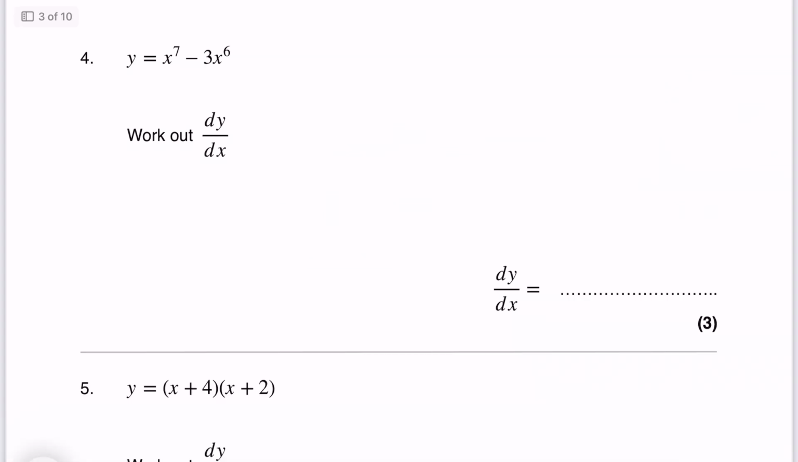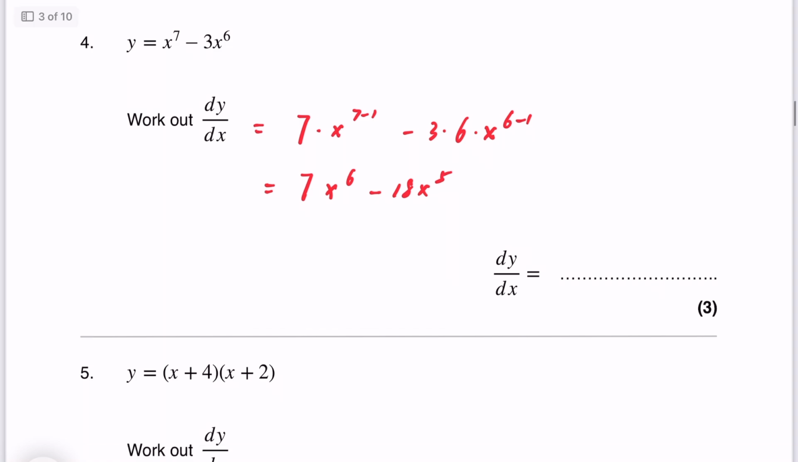Question 4. Y equal to x to the power of 7 minus 3 times x to the power of 6. dy dx would equal to 7 times x to the power of 7 minus 1 minus 3 times 6 times x to the power of 6 minus 1, which equal to 7x to the power of 6 minus 18x to the power of 5. And then let's move on.